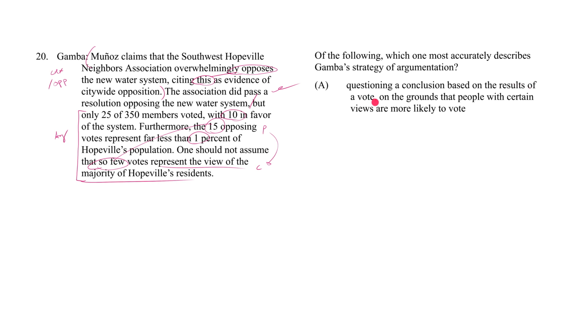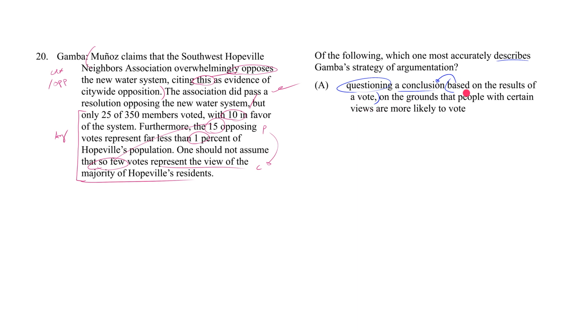on the results of a vote on the grounds that people with certain views are more likely to vote. You simply have to ask yourself, is this description in answer choice A accurate? Does Gamba, in fact, question a conclusion based on the results of a vote on the grounds that people with certain views are more likely to vote? So to answer the question of does she actually do that, break this up into its component parts. First of all, from your grammar lessons, do you notice something you can do with just this first bit that I'm putting into parentheses? You can do this. According to this first bit, the conclusion is modified, right? The conclusion, which Gamba is questioning, is based on the results of a vote. Is that true or false?